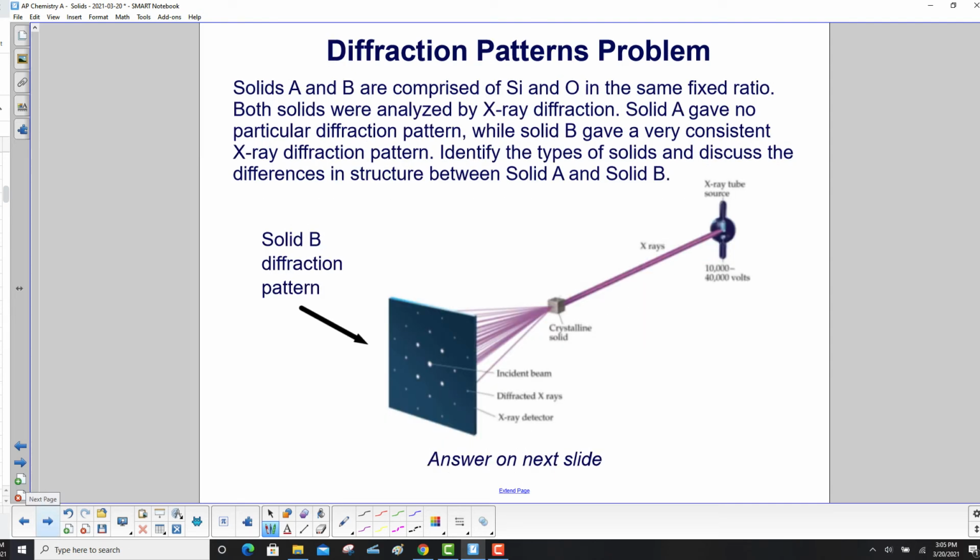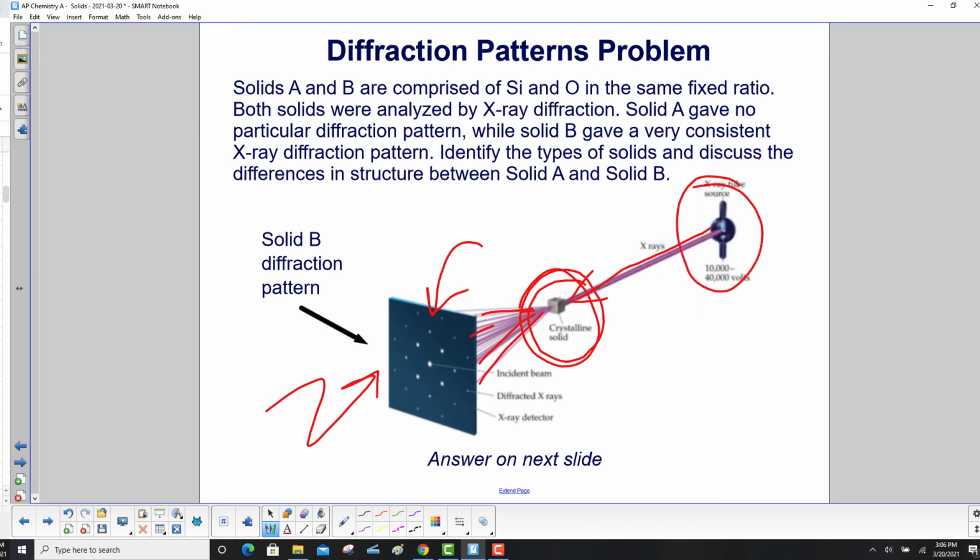Solids A and B are composed of silicon and oxygen in the same fixed ratio. Both solids were analyzed by X-ray diffraction. Solid A gave no particular diffraction pattern, while solid B gave a very consistent X-ray diffraction pattern shown here. See the bright spots there? Identify the types of solids and discuss the differences in structure between solid A and solid B. And here is the crystalline solid right there. And here you have the X-rays going through, and that will diffract them, giving a pattern or not giving a pattern. And that's covered in physics, this stuff here, X-ray tube source over here.